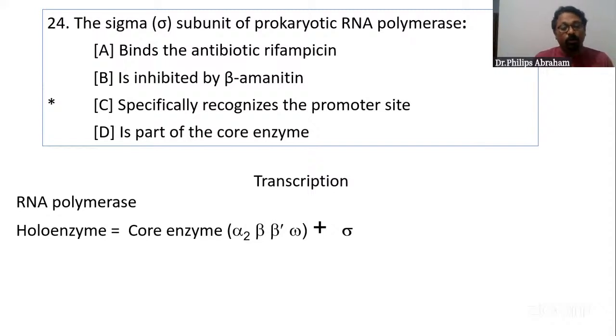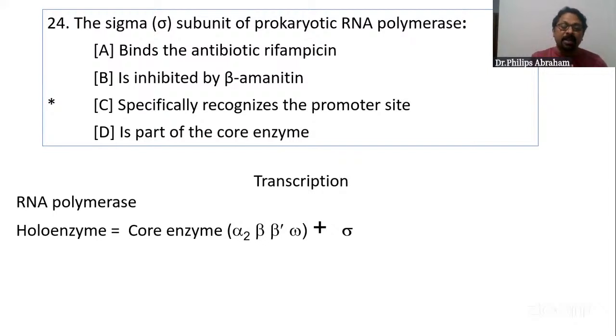Together we use the word holo. The core enzyme plus sigma we call holo enzyme. Holo enzyme is essential for the starting of transcription. So sigma subunit is the one which is able to understand the starting point, through binding to a site called the promoter site. So the promoter site gives a signal about your starting point. Sigma subunit binds to the promoter site. So in that way, that's important for the initiation process.